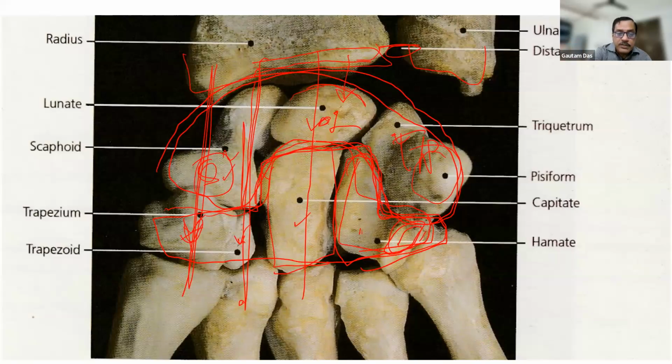Then the scaphoid articulates with the trapezium, trapezoid, and the first and second metacarpal bones, whereas the lunate articulates with the capitate and the third one. And the triquetrum and pisiform articulate with the 4th and 5th. So these are other things to remember.